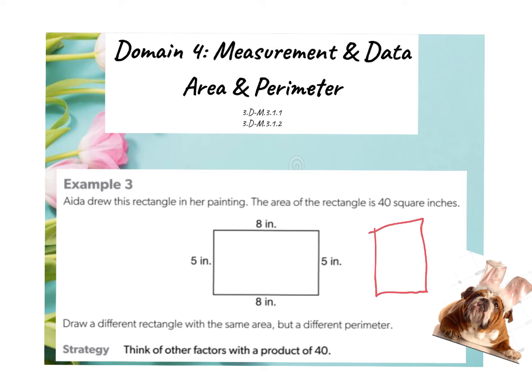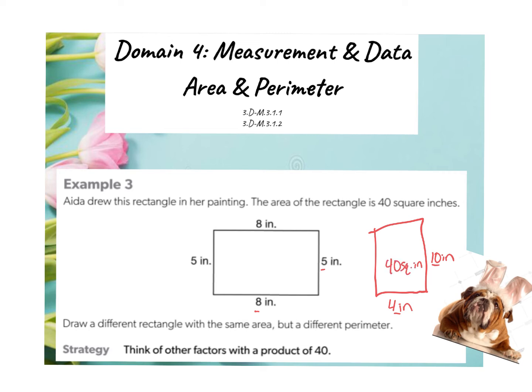Okay, and so I know that 8 times 5 equals 40. So I'm gonna have to come up with another length and another width that also equals 40 when multiplied together. So can you think of any other numbers that when multiplied together can give us 40? Good, good. How about 4 inches and 10 inches? Because I know 10 times 4 is 40. And so this would be another one that would have 40 square inches.